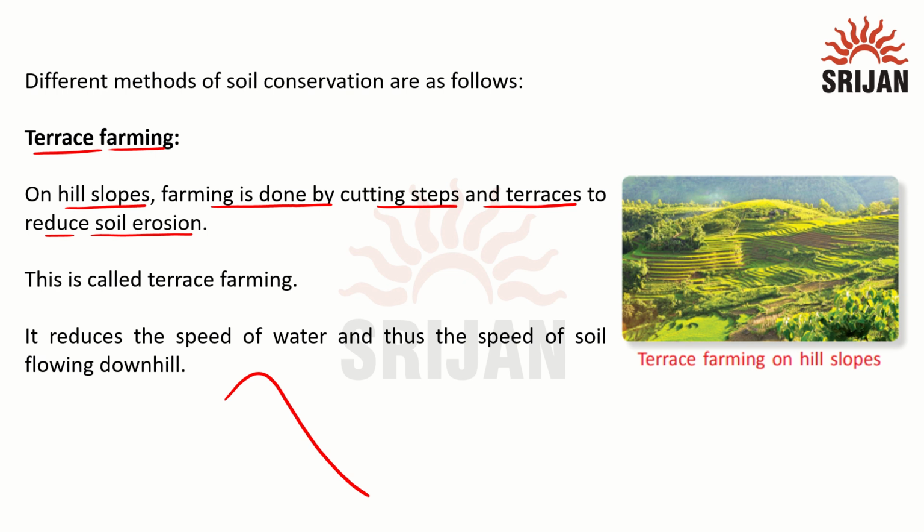Now since it's already a sloping region, when rain water runs along the slope, it will carry away the soil. Now what should we do to prevent it? When we have a slope, we will cut it into terraces. That is, we will make step-like appearances, something like that, and we will practice farming at each level. So you can see here we have steps. Hence it is known as terrace farming. This reduces the speed of water and thus the speed of soil flowing downhill.